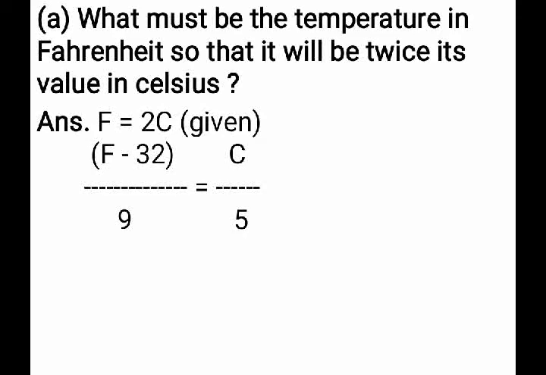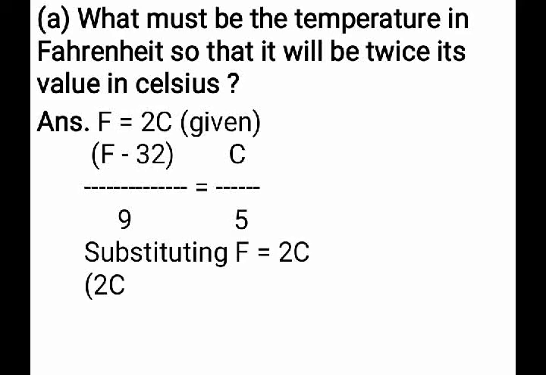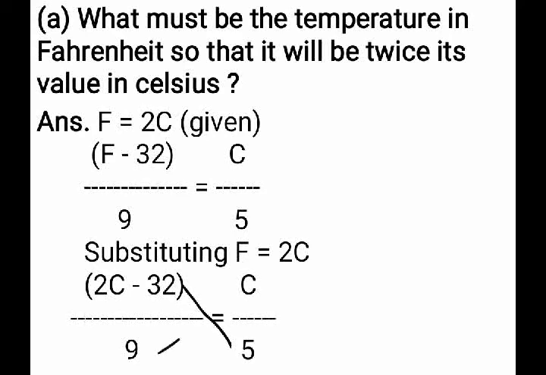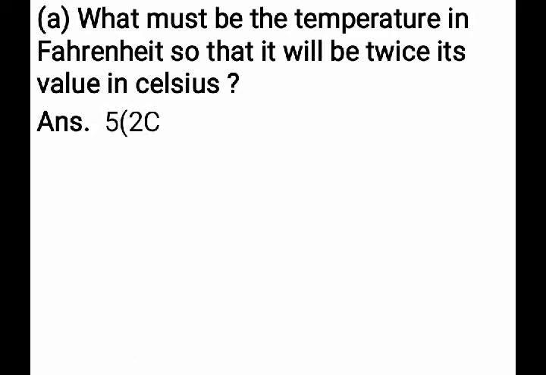Now you have to substitute the value of F is equal to 2C, which is given. In place of F, you have to write 2C. Substituting F is equal to 2C, that is 2C minus 32 in bracket upon 9 is equal to C upon 5. Now you have to cross multiply. That is 5 into 2C minus 32 is equal to 9 into C.